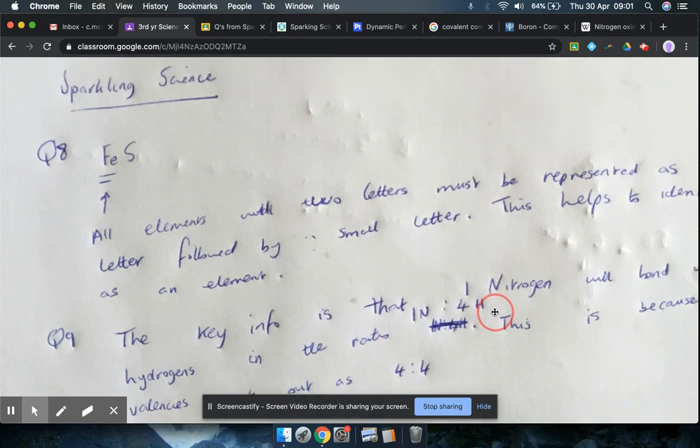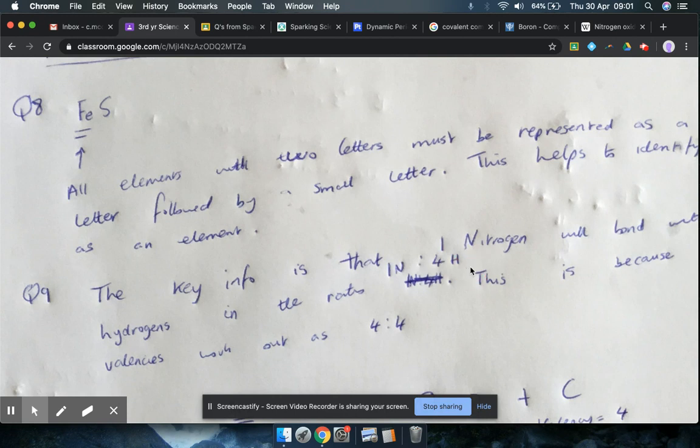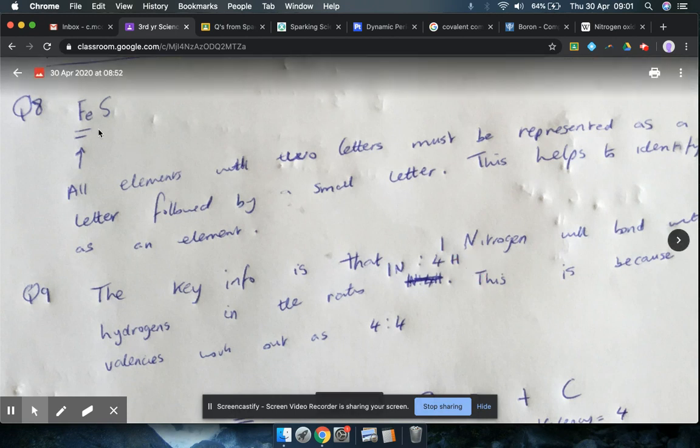Question 8 and question 9, there was very little difficulty with that. Just a highlight there for maybe those who weren't sure how to answer these. The chemical convention for writing an element with two letters, like iron, is that you always write it with a capital F and a small e. Okay, and that tells you it's an element.